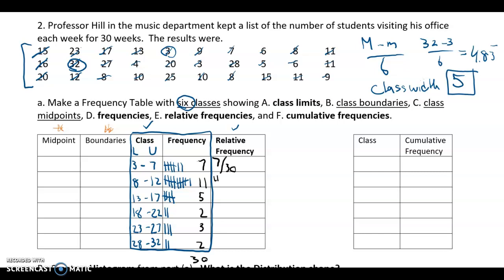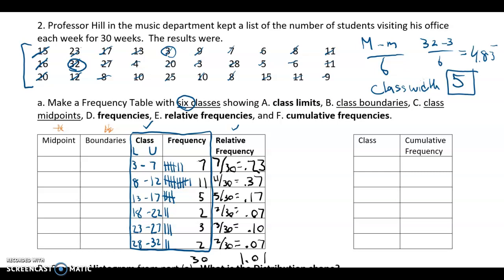So 7 divided by 30, 11 divided by 30, 5 divided by 30, 2 divided by 30, 3 divided by 30, and 2 divided by 30. Go ahead and put those in your calculator so you can come up with our decimal answers to check together. Relative frequencies are as follows: 0.23, 0.37, 0.17, 0.07, 0.10, and 0.07. When you add those up, you'll notice you'll get a total of 1.01. We should really get 1, but it's off due to rounding, and that's okay.